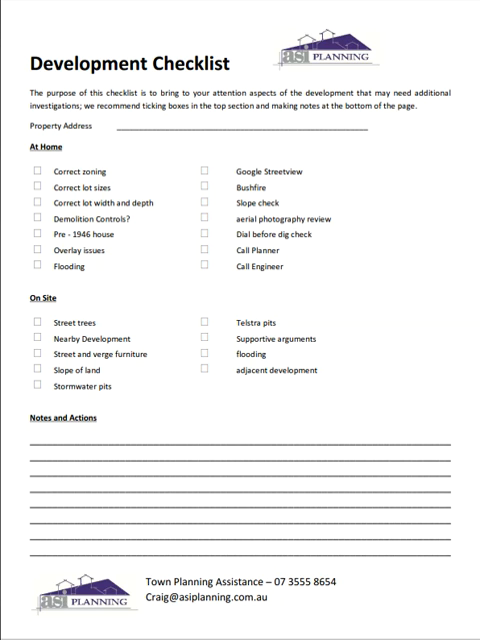So the next video, which will be video 2, will be the checks you can do at home or in the office, and we'll be doing things like checking the zoning, checking the lot sizes, checking the lot widths and depths, checking to see if there's any demolition controls, and if there's any pre-1946 houses that may have demolition controls. We're going to look at overlay issues like flooding and bushfire, and looking at the slope of the land. We'll also do a Google Street View. We'll look at aerial photography as well. It's amazing, the aerial photography in the Google Street View, how much you can do without leaving your home office.